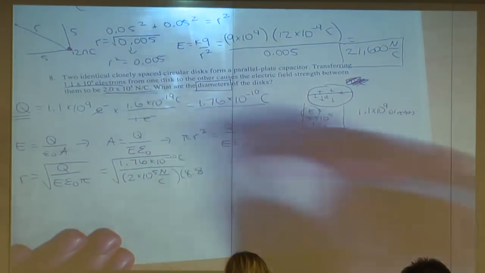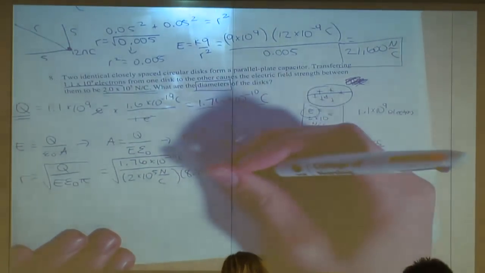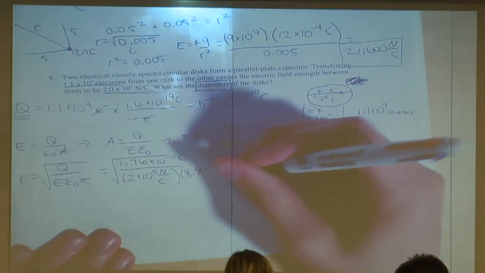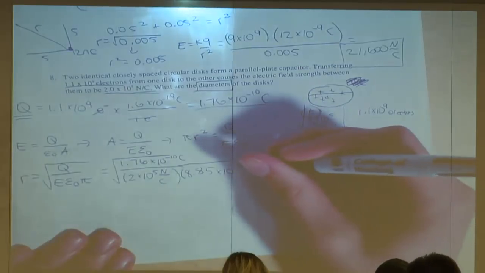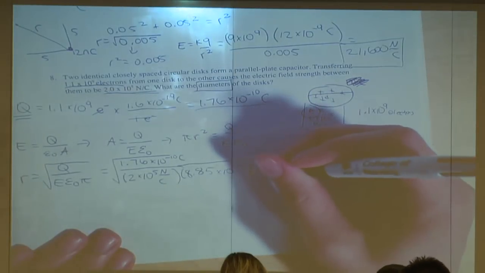And then epsilon naught is 8.85, and this is given. You don't have to memorize this. 8.85 times 10 to the negative 12th. And then pi is also on the bottom, so that's going to be times pi.